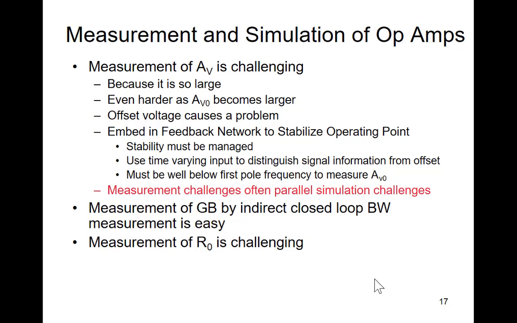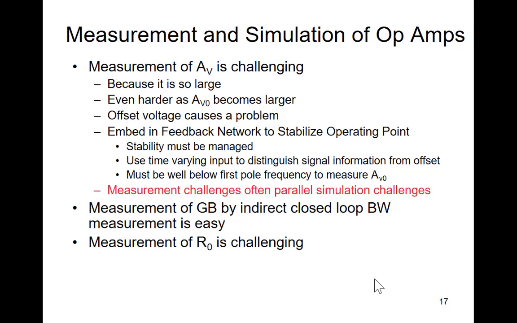If you look at measuring the output impedance closed loop, we can relate the open loop output impedance to the closed loop output impedance. So we say, well, just measure the closed loop output impedance, and then do a calculation to find out what the open loop output impedance is. That's easy to do.